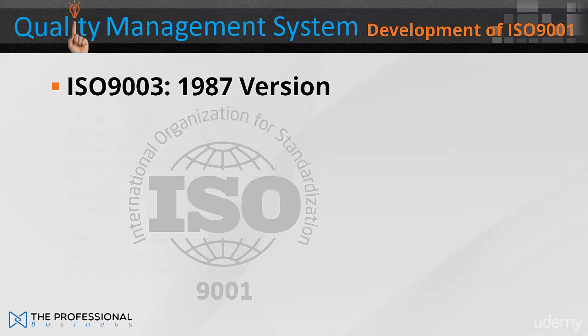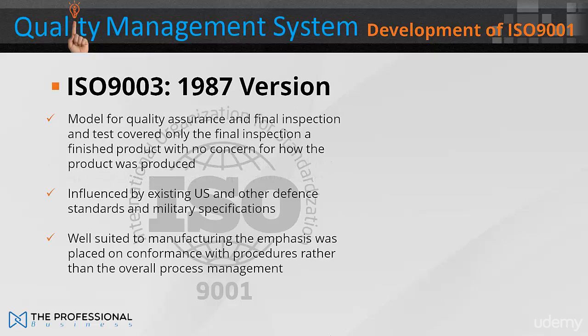The ISO 9003 1987 model for quality assurance in final inspection and test covered only the final inspection of finished products, with no concern for how the product was produced.